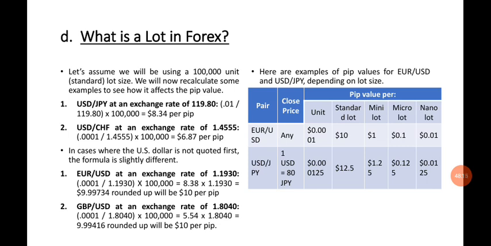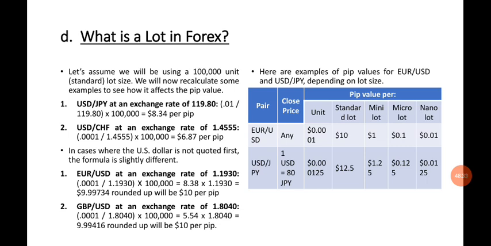So for one standard lot size, a 1 pip move is about $10. For mini lot size, 1 pip move is about $1. For micro lot size, 1 pip move is about $0.1. And nano lot size, 1 pip move is $0.01.